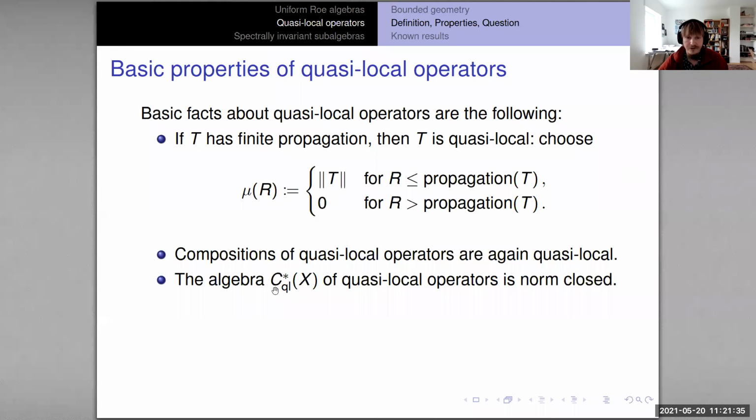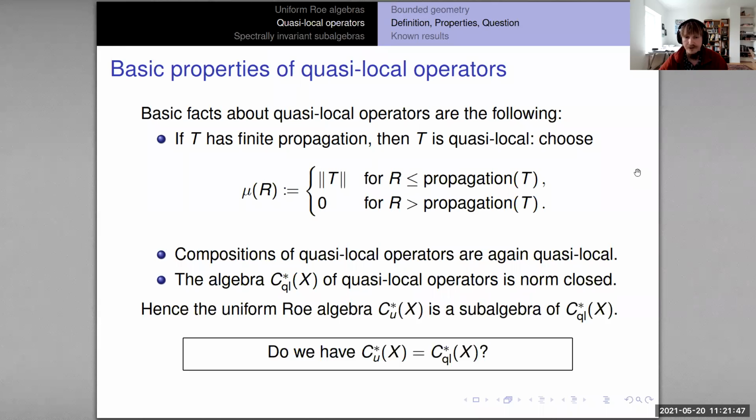But this means that this algebra C star QL of X is a C star algebra. And since it contains the finite propagation operators, it will contain the uniform Roe algebra as a subalgebra. And the main question now that I want to pursue here is, when do we actually have equality?